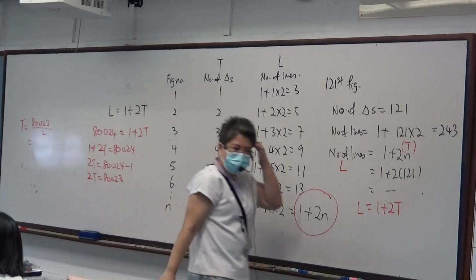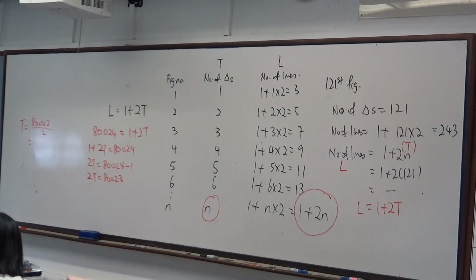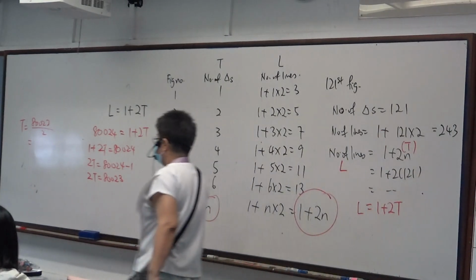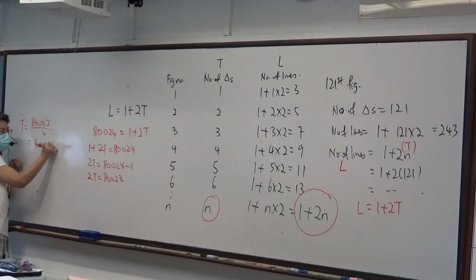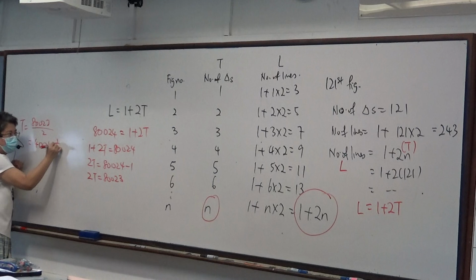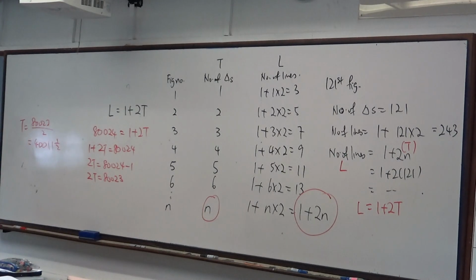What is this answer? 40011.5, or 40011 and a half, right? Now I want to ask a question. Is it possible to have a figure that is at position 0.5? It must be a whole number. Do you understand what I'm talking about? You also cannot have a triangle that is 40,011 and a half triangles.